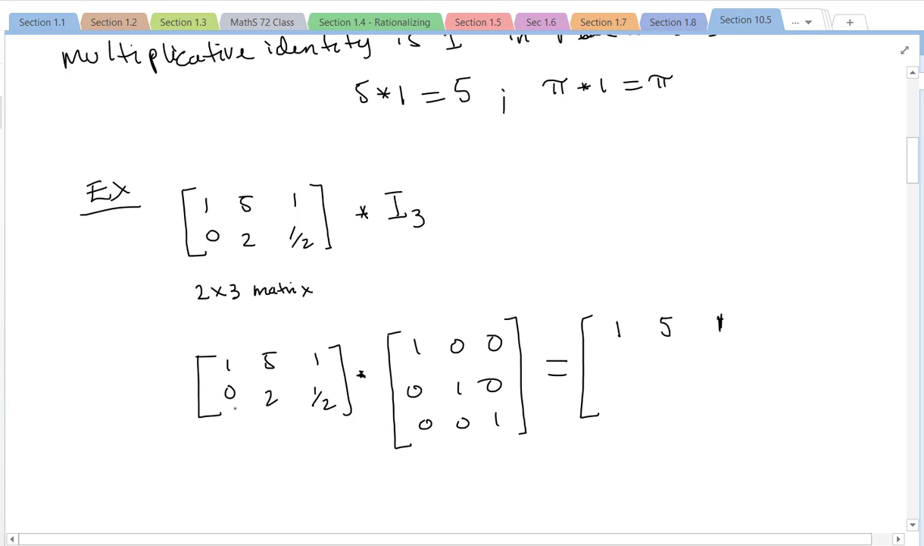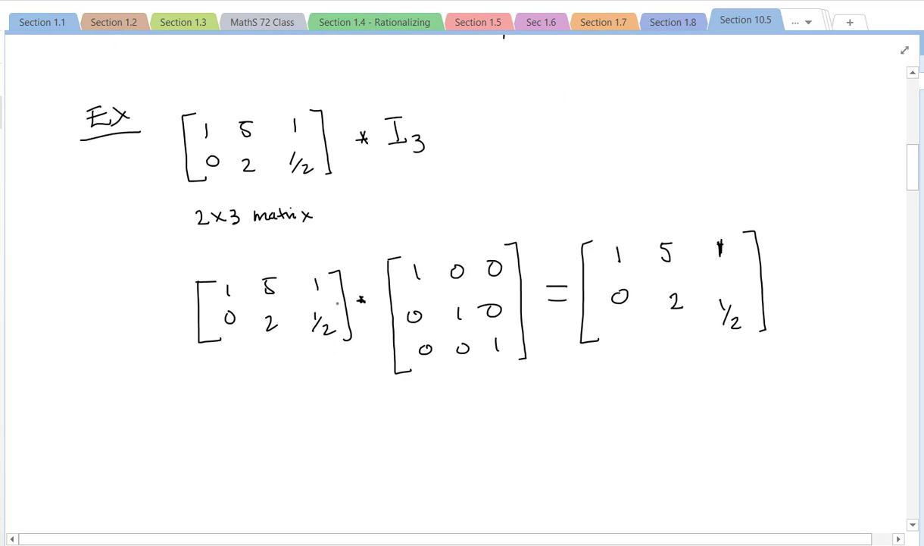And I do the same thing for the second row. So 0 times 1 is 0, 2 times 0, and 1/2 times 0. So I'm only going to get 0 here. Everything was 0. And then second row, second column: 0 times 0 plus 2 times 1 is 2, plus 1/2 times 0. So I just get 2. And second row, third column: 0 times 0, 2 times 0, and 1/2 times 1. So I'll just get 1/2. And so we get the original matrix. And so that's how the identity works.